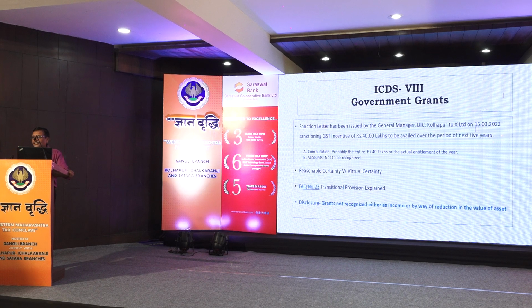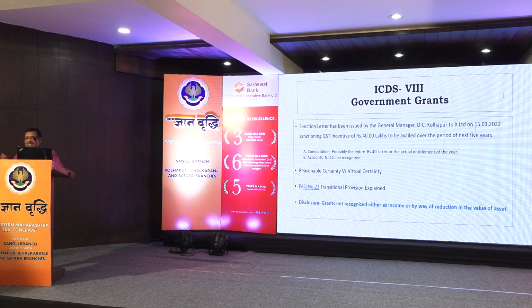Now, in this scenario, let us discuss what treatment I should give to the subsidies that are being received in this form from the government through the district industry center. My plain opinion is that when I am sanctioned 40 lakh rupees as a gross amount, at that time no recognition is required because I am not entitled unless I go further.